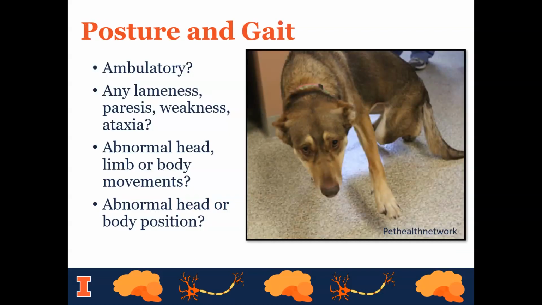So this is the time we're also looking at his posture and gait in the room. And we're asking ourselves, is this pet ambulatory? And if we are, do we have any limping or weakness or incoordination? And if we aren't able to walk, is it the back legs or is it all four legs that we're having trouble with? Or are there signs of brain disease in our body posture or trouble being able to move?